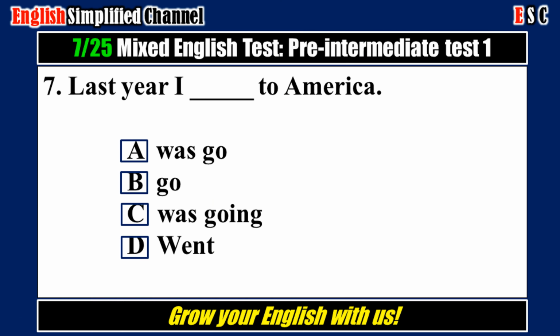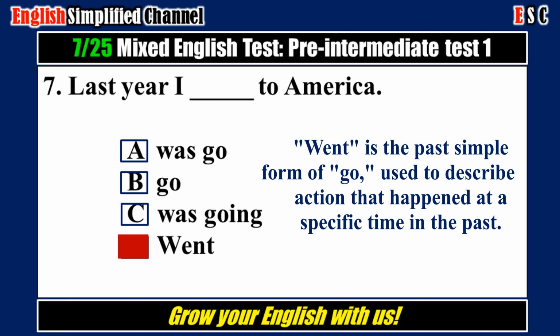7. Last year I, blank, to America. A. Was go. B. Go. C. Was going. D. Went. 7. Last year I went to America. Answer: went. Explanation: went is the past simple form of go, used to describe an action that happened at a specific time in the past.